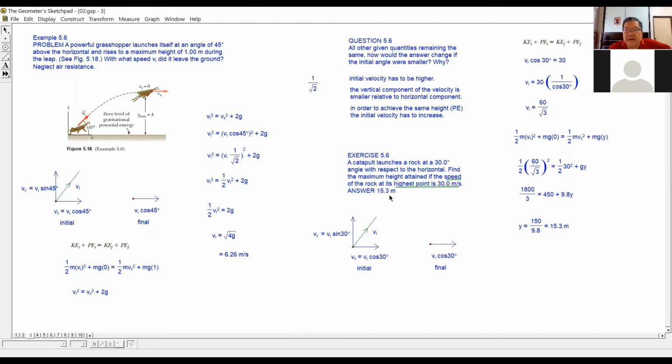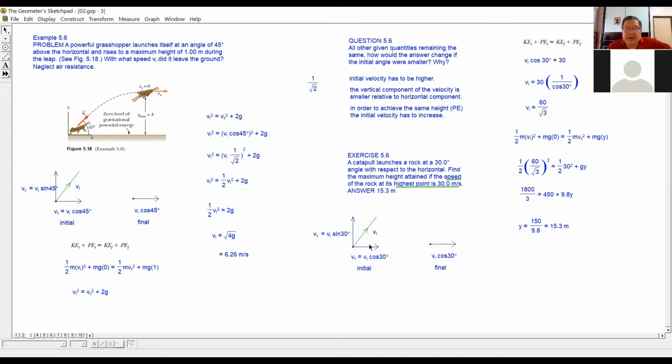Okay. The speed of the rock at its highest point is 30 meters per second. Now, you know that at its highest point, there is no more vertical component. The vertical component of the velocity has translated into potential energy. So when they say this 30 meters per second, it is solely the horizontal component of the velocity.